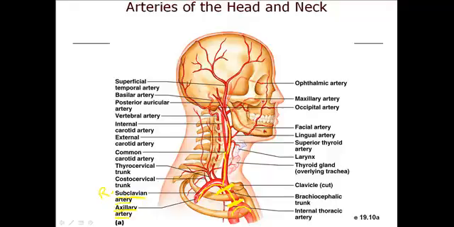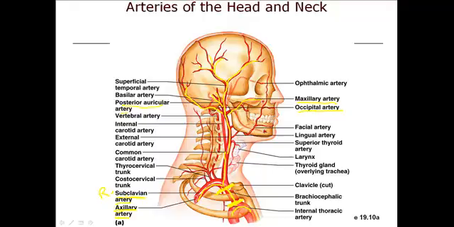So the external is going to come up here, and this is the temporal artery, superficial temporal artery. So this is where you're going to get those headaches in your temples, right? And then you have the posterior auricular, which means behind the ear. Pretty easy. And then the one that comes to your upper jaw, that's the maxillary artery. And then the one that goes behind, around the occiput, that'll be the occipital artery.